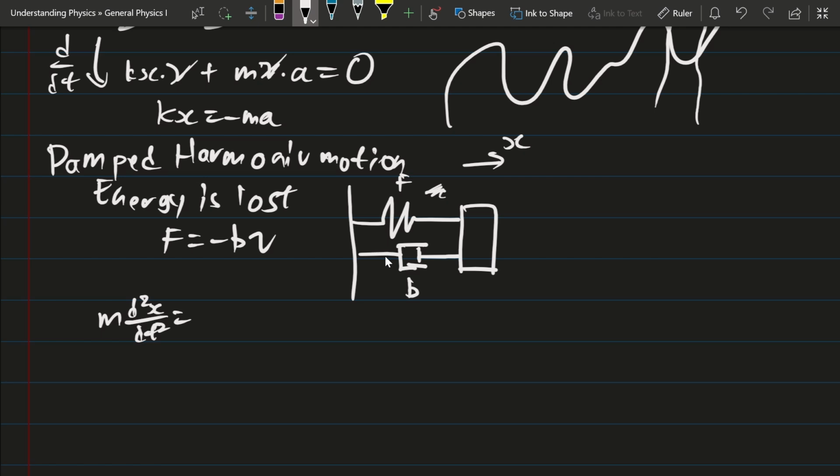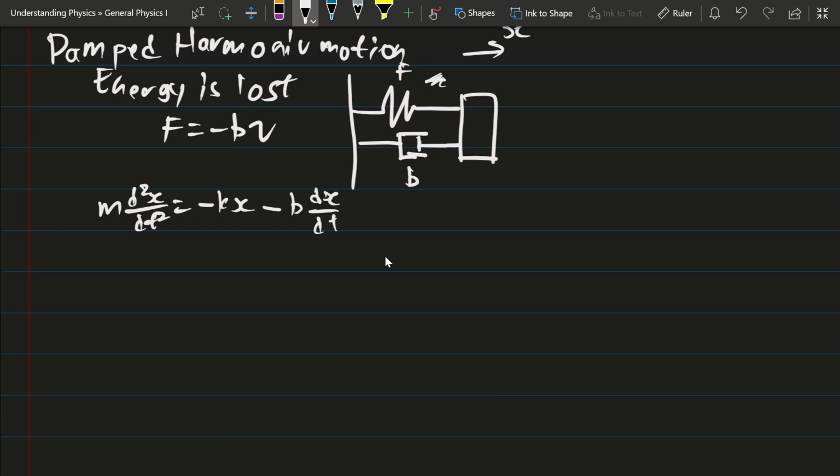For the spring, it is the negative kx. And then for the damping force, it's b dx over dt. So how do you actually solve this differential equation? One of the ways that I solve this is by using the characteristic equation. So let's just denote this to be ms squared plus bs plus k.